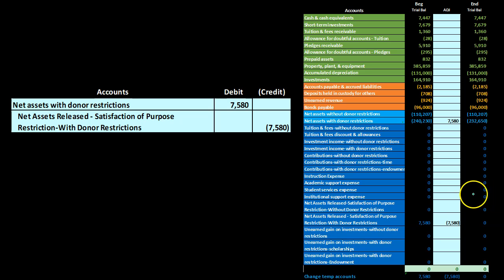This leaves us, of course, with our post-closing trial balance. Our post-closing trial balance only has basically the balance sheet accounts. We've got the assets, we've got the liabilities, and then we have what would be similar to the equity section, here being the net assets section. We have nothing below that. We have no temporary accounts, no revenue and expense related accounts.